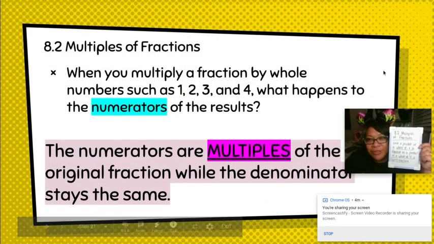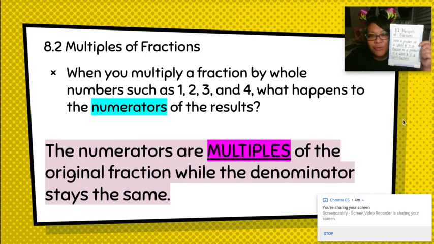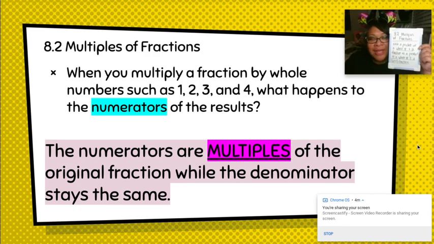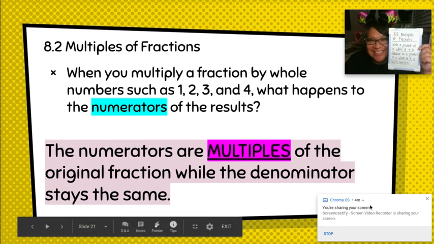So to answer the question from earlier, when you multiply a fraction by whole numbers such as 1, 2, 3, and 4, what happens to the numerators of the results? The answer is the numerators are multiples of the original fraction's numerator while the denominator stays the same.